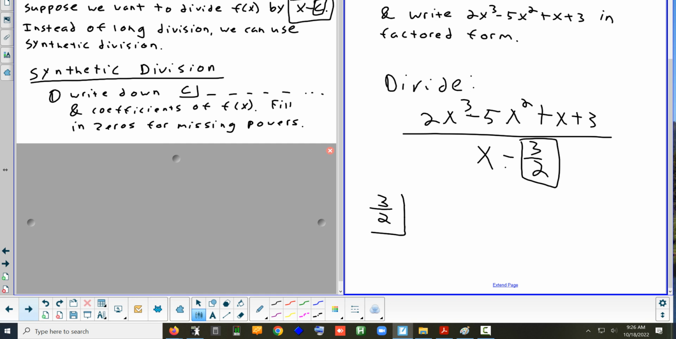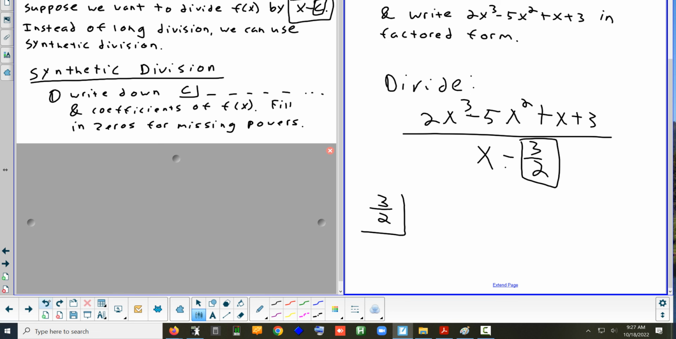And put the 3 halves on the outside of a bracket. And then write down all your coefficients on the inside. When you do synthetic division, you do not write any letters in the whole problem. It's all numbers. So this saves a lot of space compared to long division.